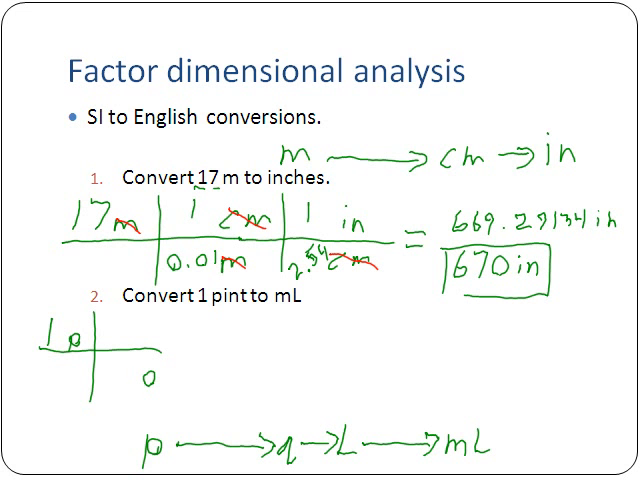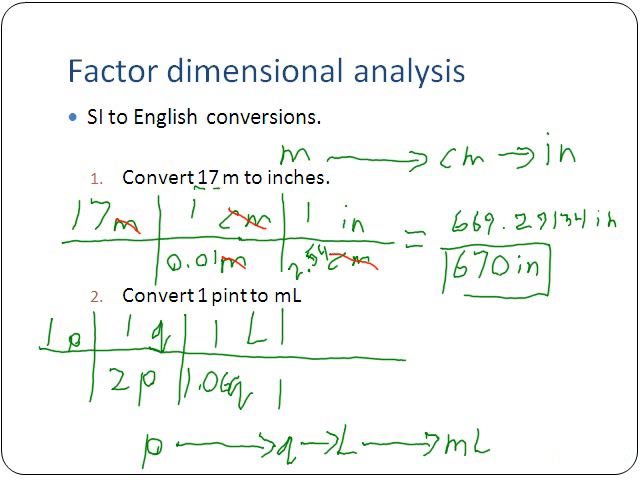We want to cancel pints. We want to go to quarts. We say how many pints are in a quart. You look it up, you see there are 2 pints in 1 quart. We then continue our table. We want to cancel quarts. We want to go to liters. And we look at our English to metric conversion, and there are 1.06 quarts in 1 liter. So we've got that right there.